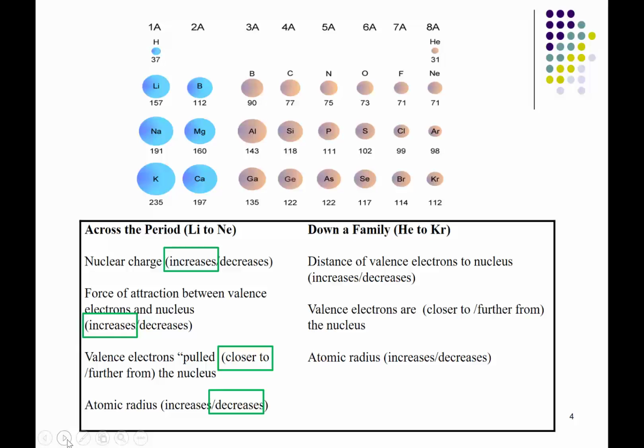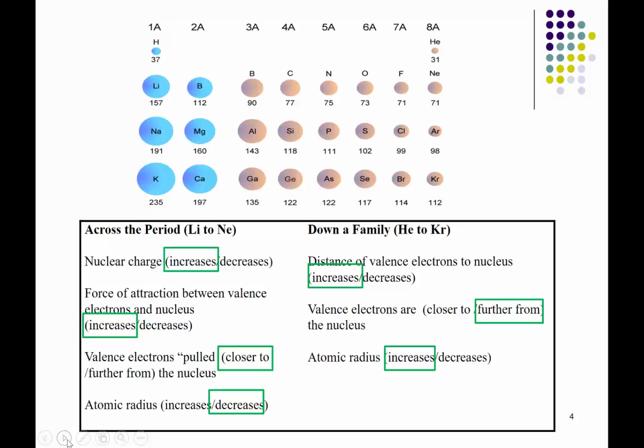Now, down the periodic table, I use the example of helium, but note that we can look at any of the columns. Of course, the most important thing is that the valence electrons are further from the nucleus. And well, if it's the valence electrons that determine the size of the atom, well, therefore the valence electrons are further from the nucleus and the atomic radius will increase. These are the kind of explanations that we're looking for.